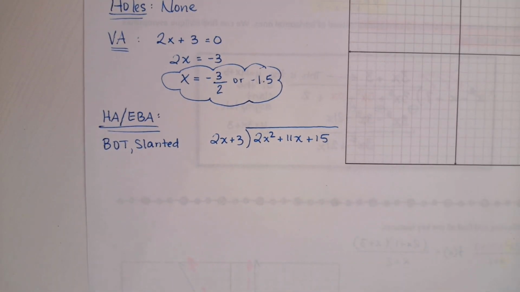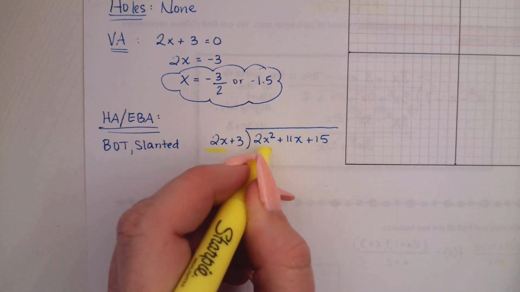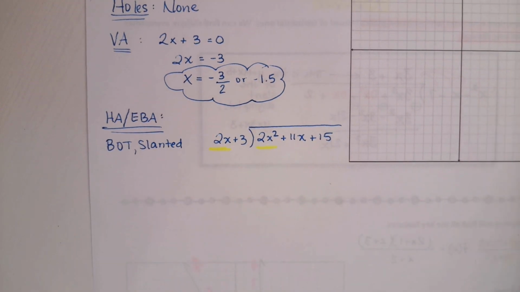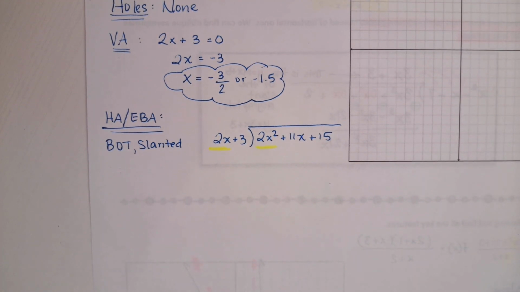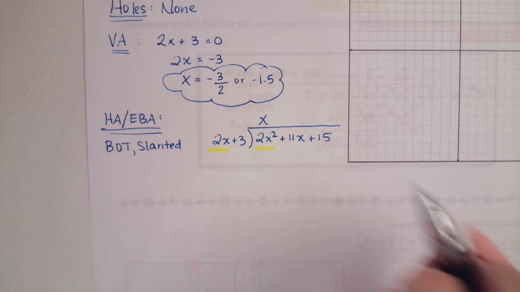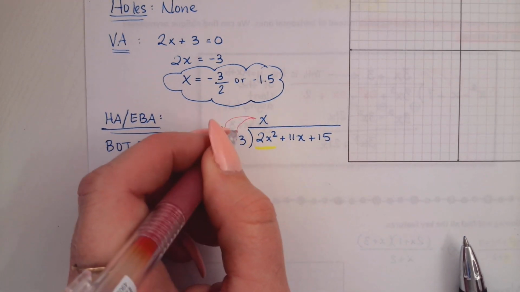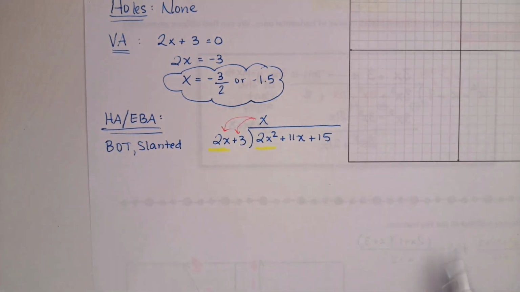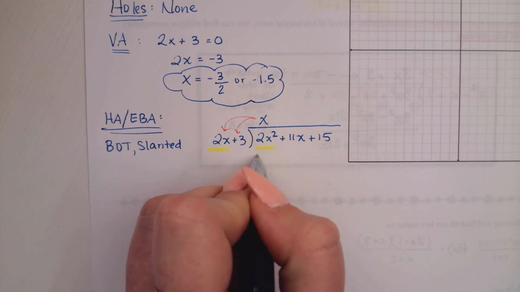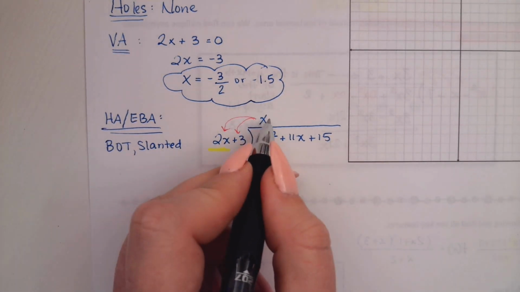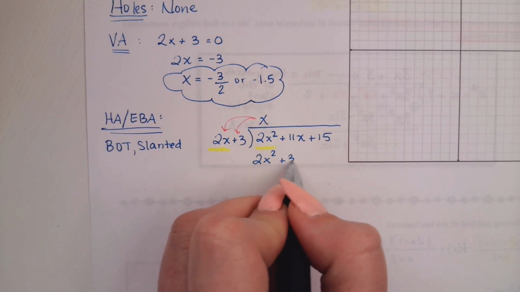Okay, we're looking at the first term outside and the first term inside. What would we need to multiply 2x by to get it to become a 2x squared? Just a single x. Very good. And then I'm going to take just that single x and distribute off the side. X times 2x is 2x squared. X times 3 is 3x.